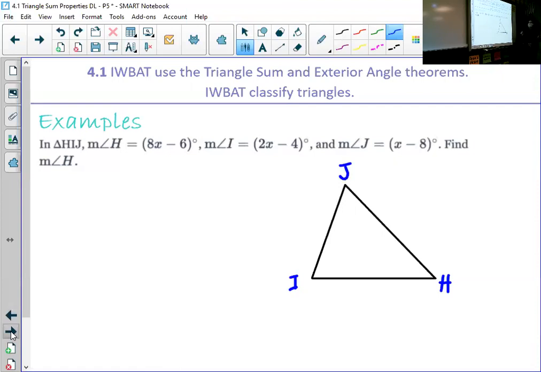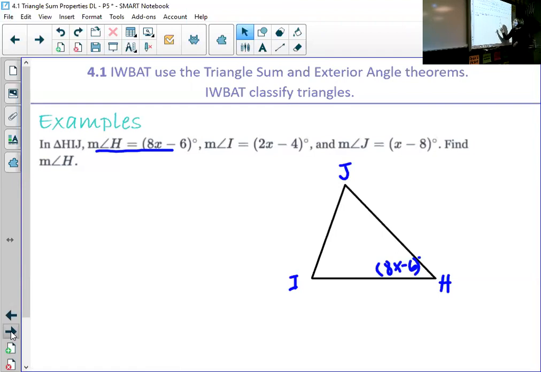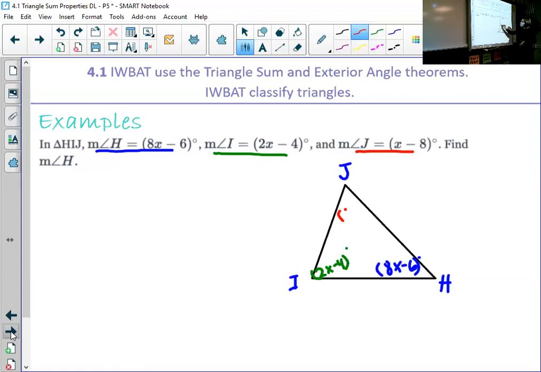What does matter is then finding that angle H is 8x minus 6. Angle I is 2x minus 4. And angle J is x minus 8.